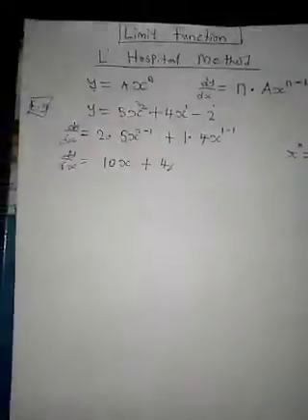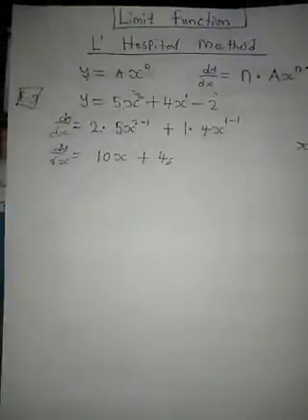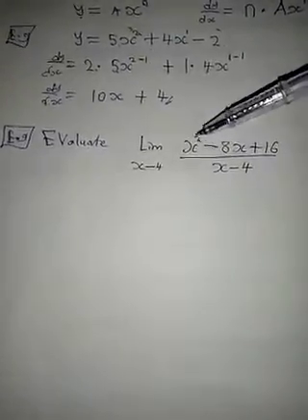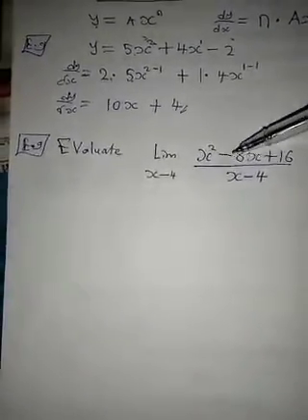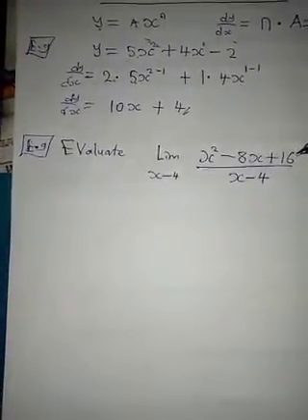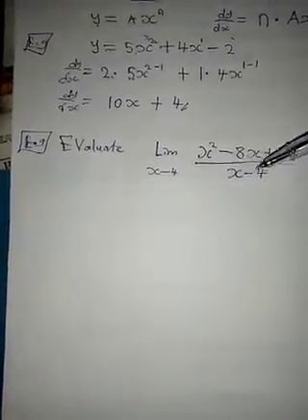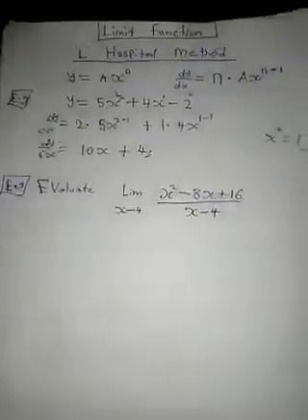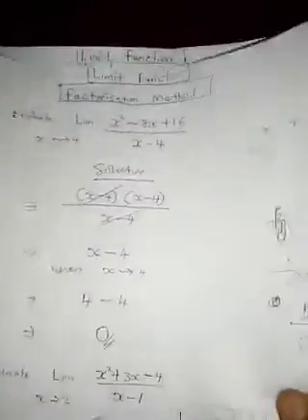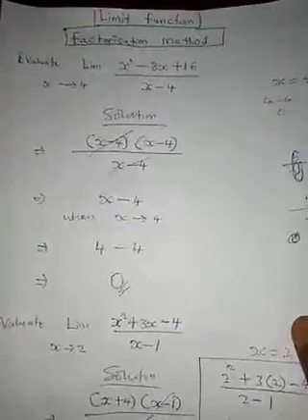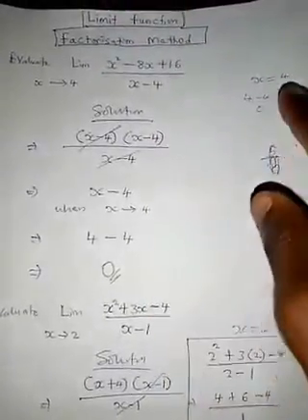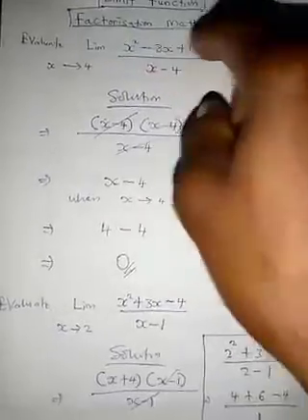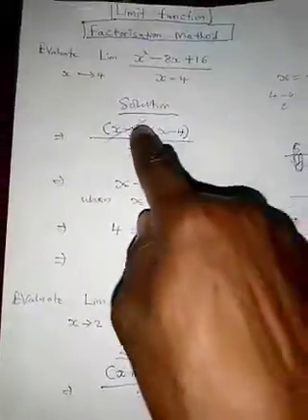So let's look at the example now under limit. You can see the question we're having is that we are told to find the limit of x squared minus 8x plus 16 divided by x minus 4. I explained this example in factorization. We solved it in factorization, and I told you that we can't use direct substitution to solve this question, but we use factorization whereby we factorize.